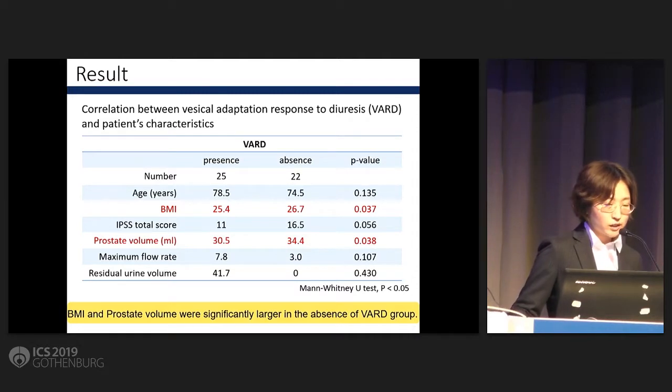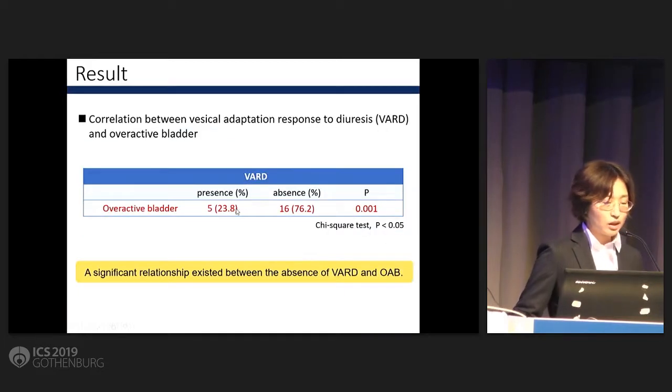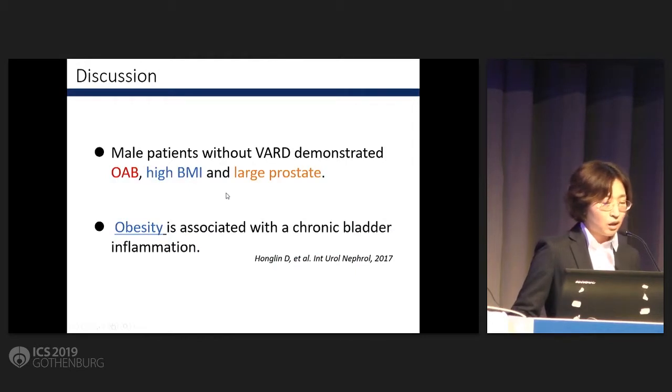Result: correlation between vesical adaptation response to diuresis and patient characteristics. BMI and prostate volume were significantly larger in the absence of VLD group. And a significant relationship existed between the absence of VLD and the OAB. Male LUTs patients without VLD demonstrated OAB, high BMI, and large prostate.